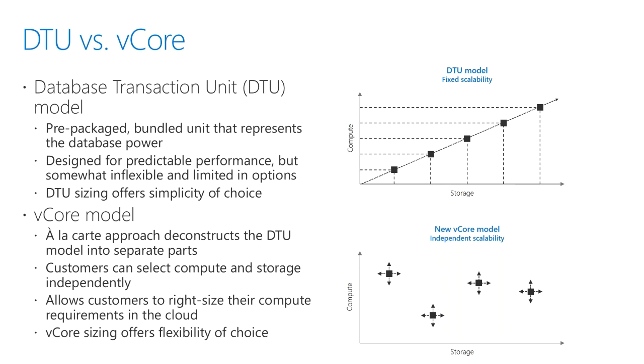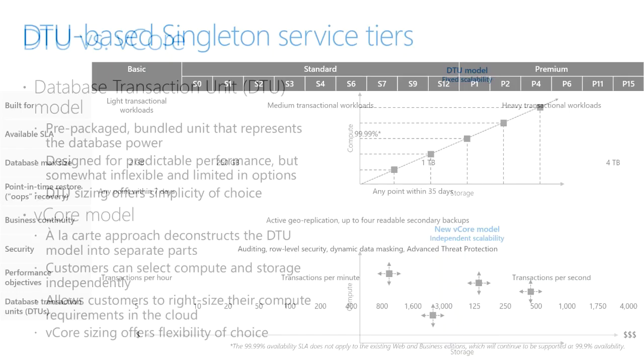I can say, hey, I needed 8 cores on-prem, I need 8 cores in the cloud. No longer, though, in the PaaS environment, do I need to worry about managing the operating system, managing the memory, those sorts of things. This vCore model is specifically designed for the PaaS SQL environment. It allows us to right-size the compute requirements in the cloud.